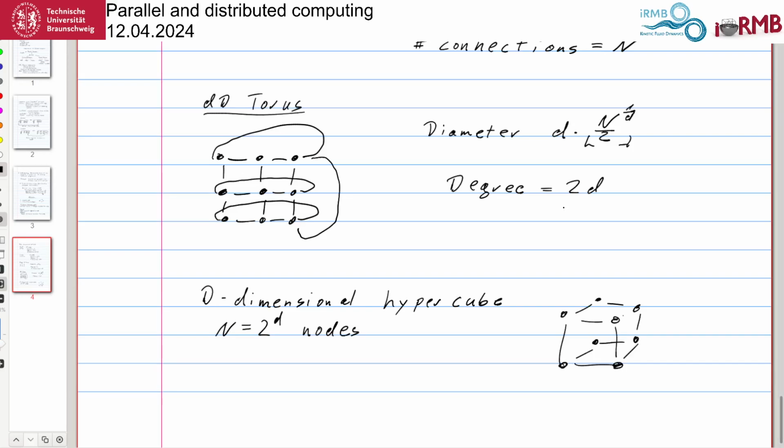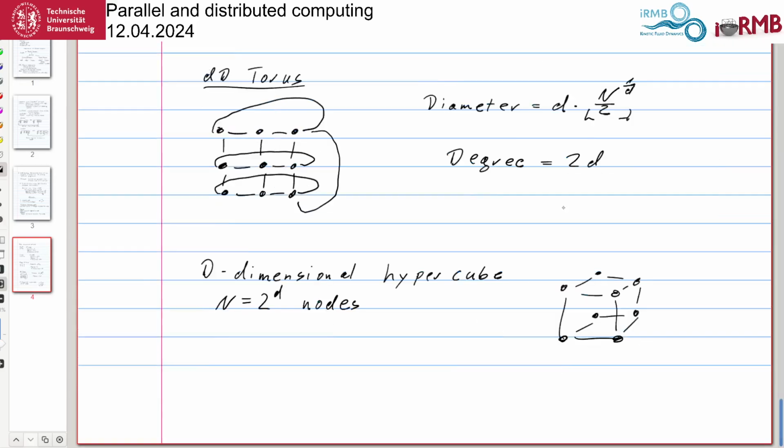Is there something that I need to specify? The diameter of the torus, what is the exponent? The exponent is 1 over d. Okay, say, so there's one connection missing.